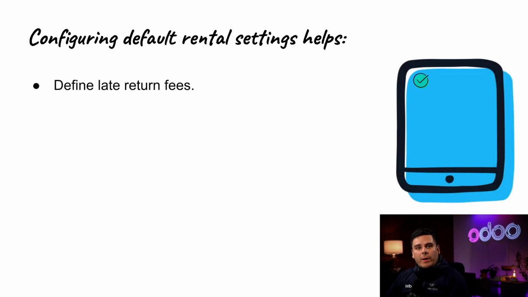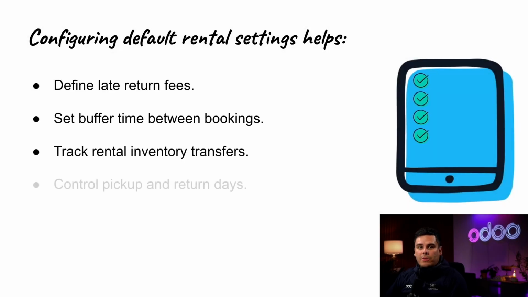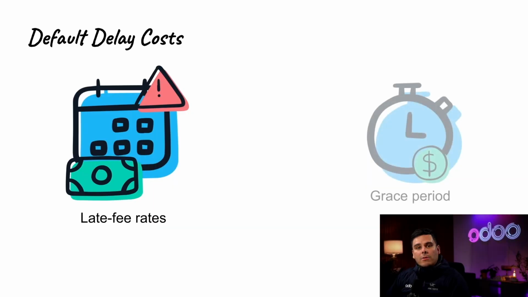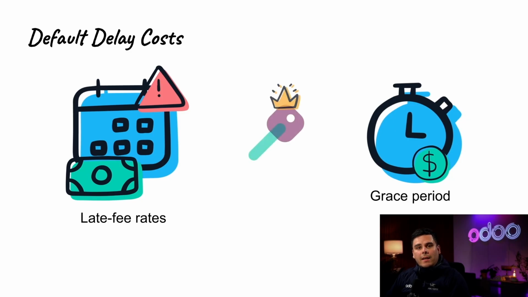You can configure the rental defaults to define late return fees and grace periods, set buffer times for maintenance or cleaning, and track inventory movement between locations and customers, and even define when pickups and returns are possible while also allowing you to set the shortest rental duration allowed. Let's break these down. So, default delay cost sets late fee rates and grace periods for all rental products or specific ones. Delay costs are included with the rental app, while the remaining settings require additional Odoo apps.